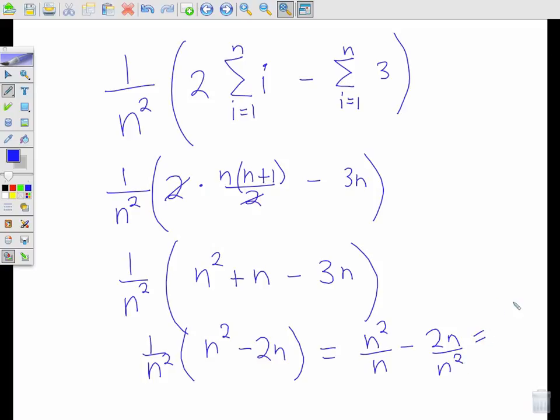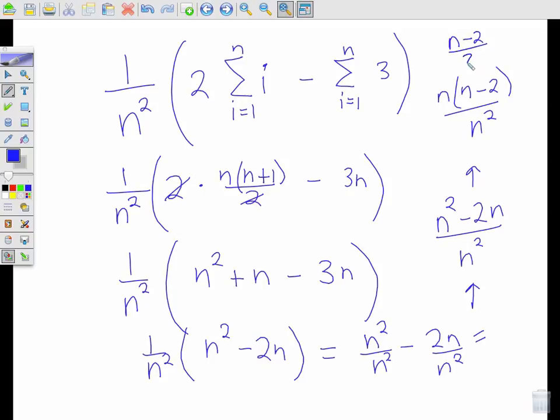If I keep simplifying this down, it's n squared minus 2n all over n squared. And I can factor an n out from both of those. So take an n out, you get n times n minus 2 over n squared. So final answer is n minus 2 over n. And that's it. That's how the summation is going to work and how you can use some of these formulas.